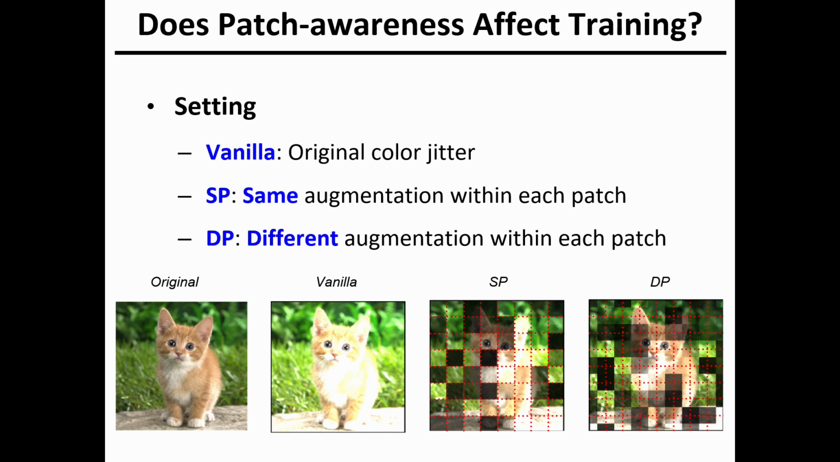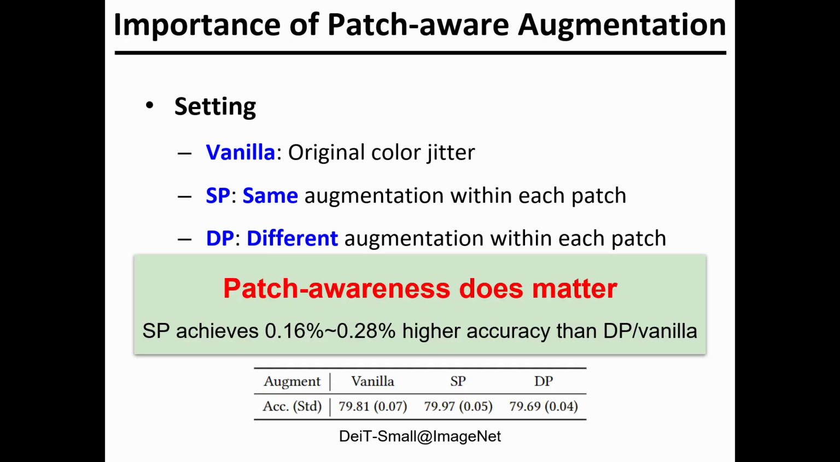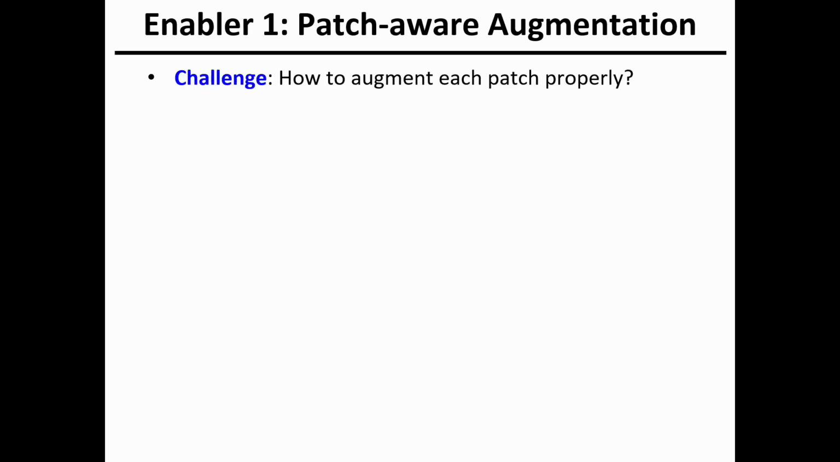The second is SP, where we use the same augmentation intensity within each patch, meaning that each patch will have the same color jitter intensity. And in DP, we use different augmentation within each patch. The results show that patch awareness really matters for vision transformer training. By using SP, we can achieve as high as 0.3 higher accuracy over the 2 baselines.